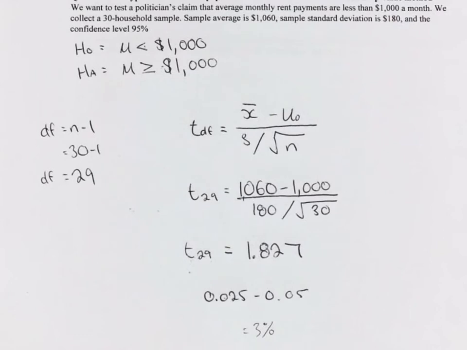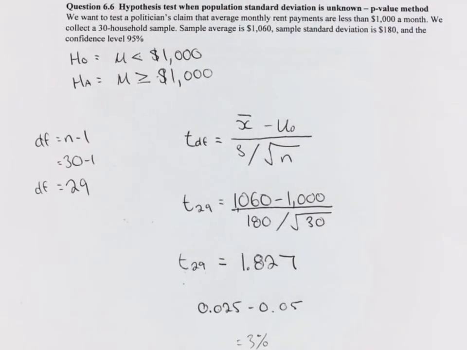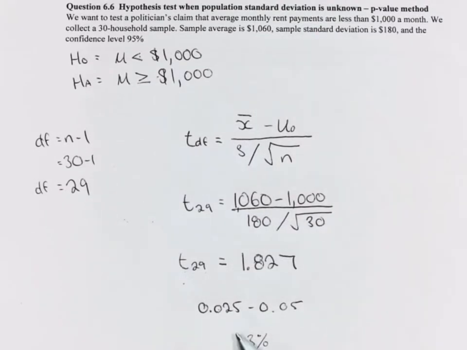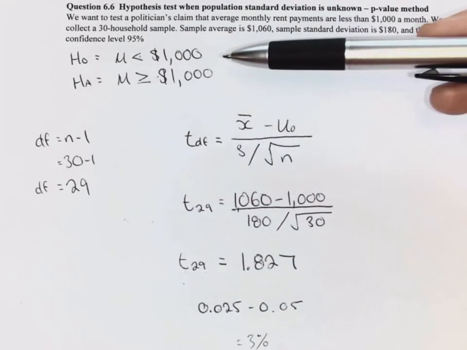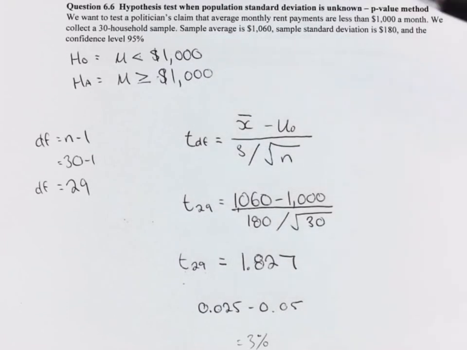Basically, in other words, what this means is based on our sample, we would only get a sample average like this about 3% of the time, or between 2.5% and 5%. So let's say 3%. And because we have a significance level of 5%, the fact that we got this average this time tells us that this null hypothesis is probably wrong and we can reject it.